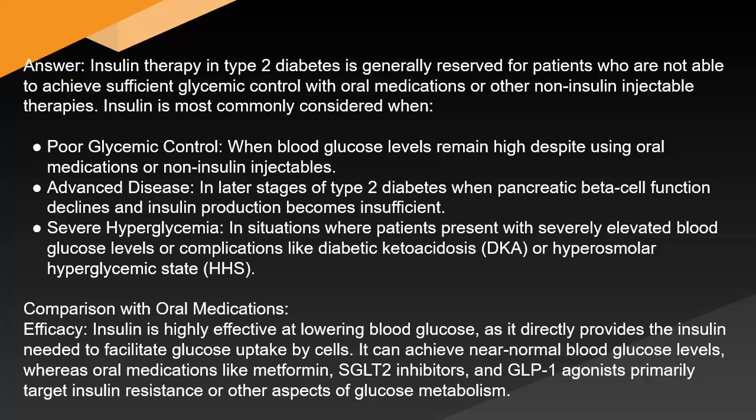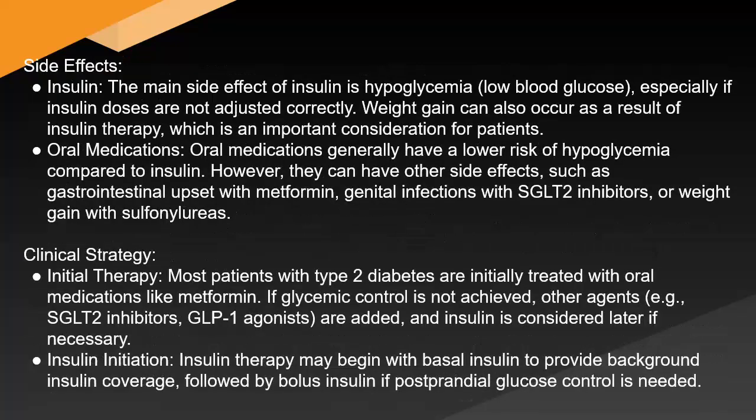Efficacy: insulin is highly effective at lowering blood glucose as it directly provides the insulin needed to facilitate glucose uptake by cells. It can achieve near normal blood glucose levels, whereas oral medications like metformin, SGLT2 inhibitors, and GLP-1 agonists primarily target insulin resistance or other aspects of glucose metabolism. Side effects: insulin. The main side effect of insulin is hypoglycemia, low blood glucose, especially if insulin doses are not adjusted correctly. Weight gain can also occur as a result of insulin therapy, which is an important consideration for patients.